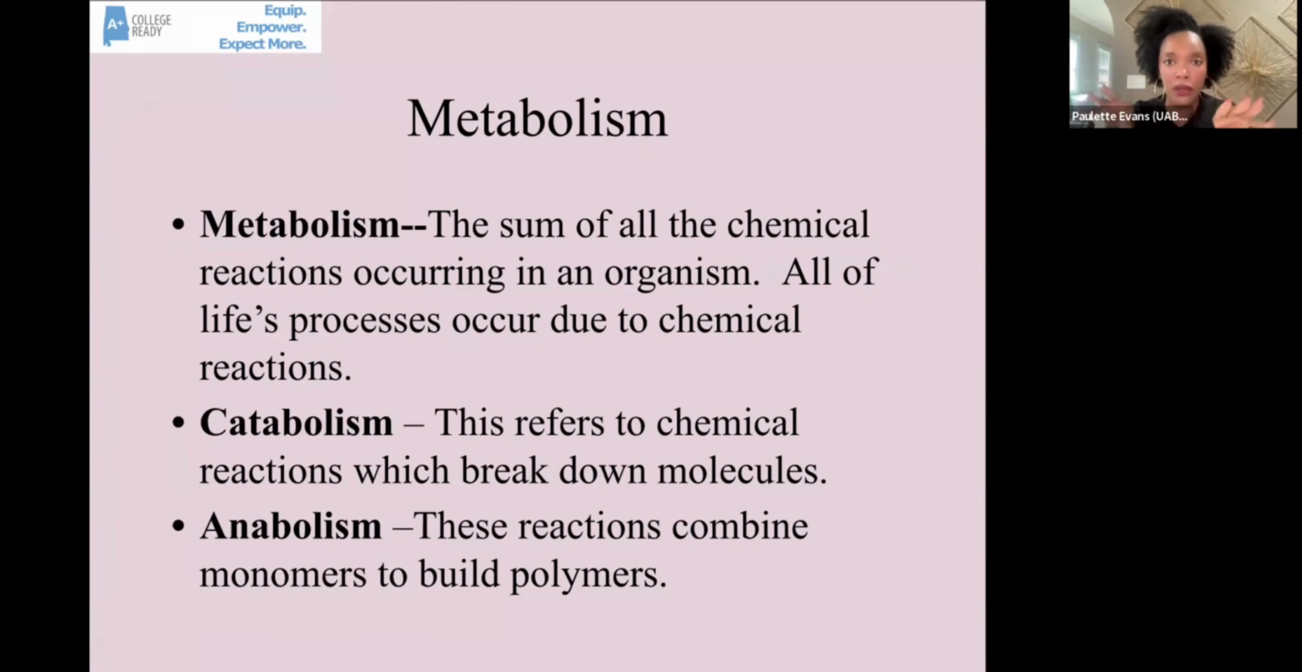Metabolism is the sum total of all of the chemical reactions going on inside of a living organism. All of life's processes occur due to chemical reactions, most often multi-step reactions. First, here you have catabolism. This refers to chemical reactions which break down molecules. And remember, there is a release of energy in these exergonic reactions.